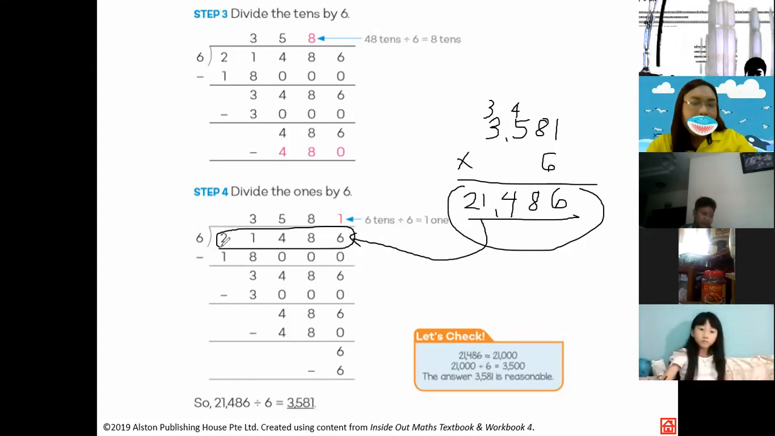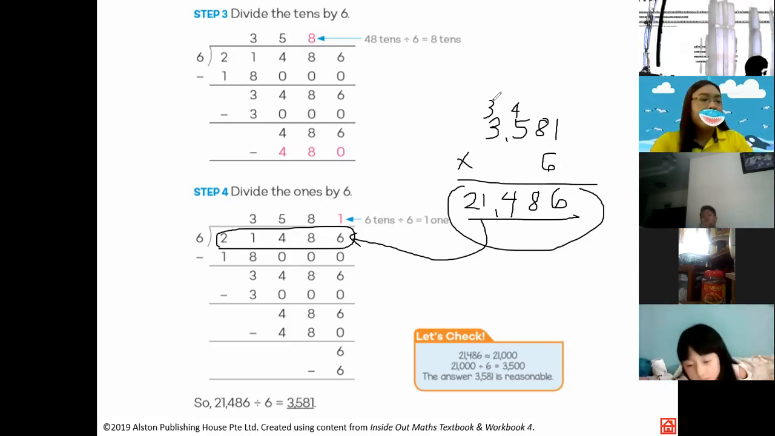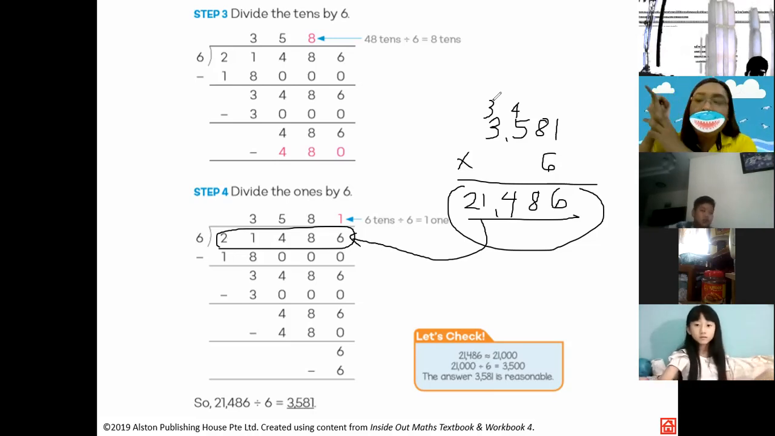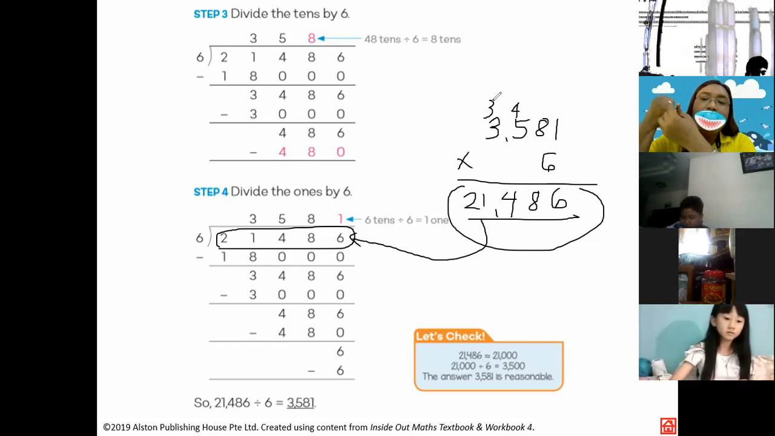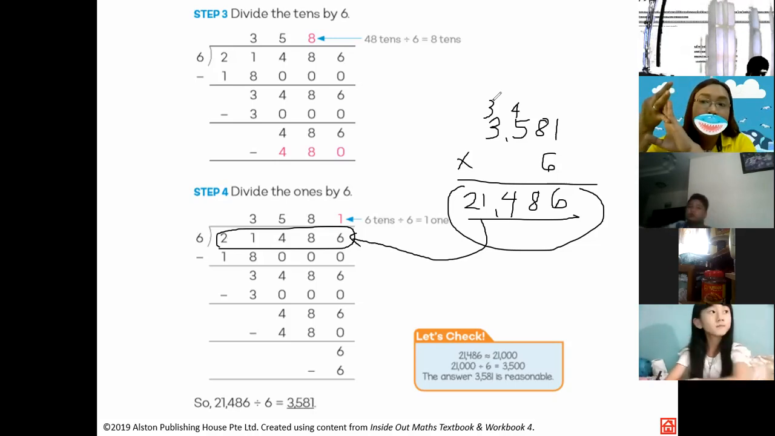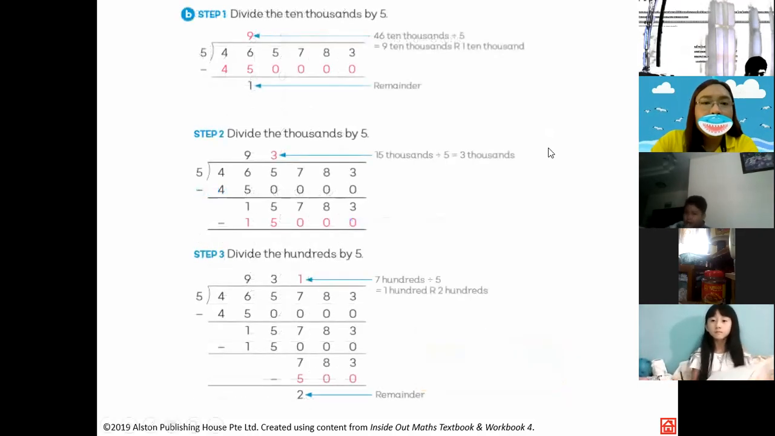Okay, do you understand? Yes, I do. Okay, so the first step is we divide, and after divide, multiply. After multiply, subtract. All right, now let's proceed to the next example.